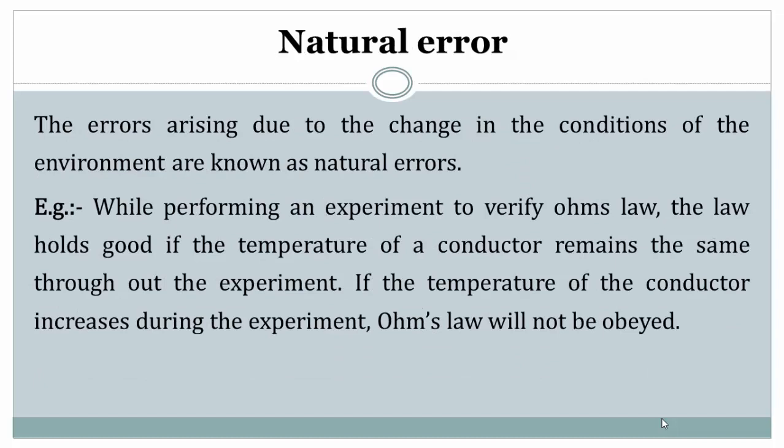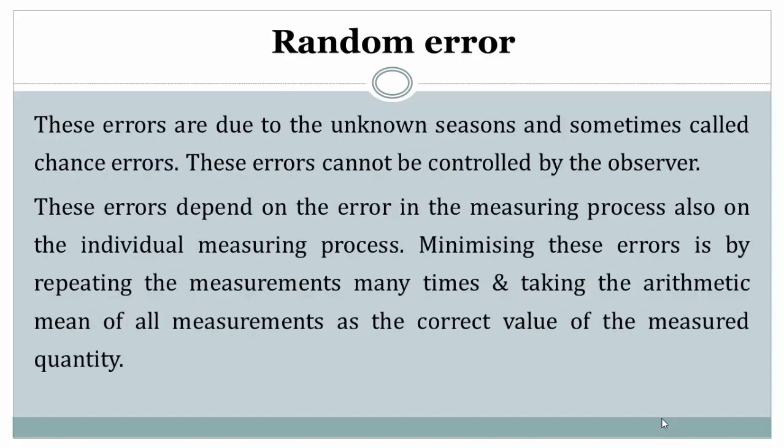Natural error is the one which arises due to the change in the conditions like temperature, pressure, etc. The natural error is dependent on the nature's conditions and physical conditions. What is random error? The errors which are unknown and occur in a random manner are called random errors. These errors cannot be controlled by the observer.